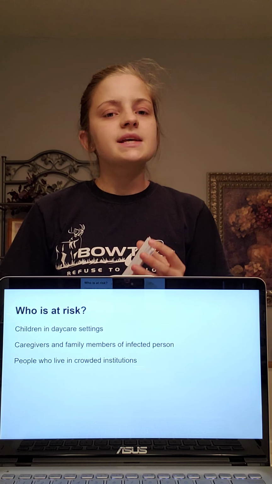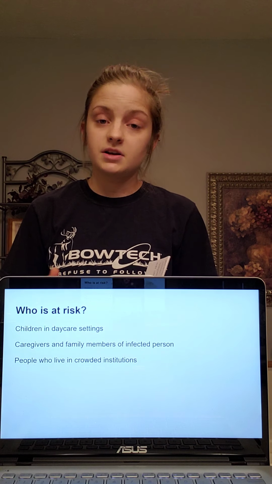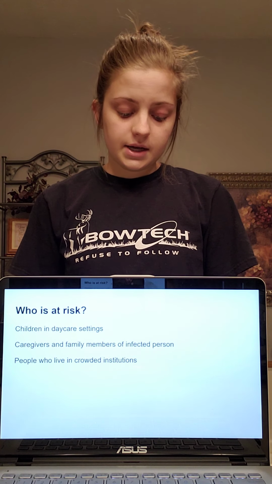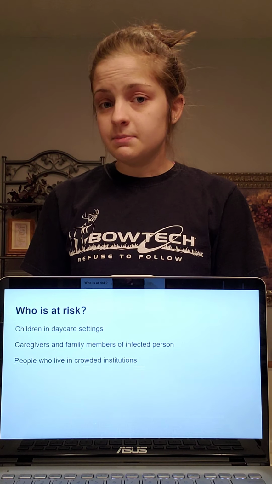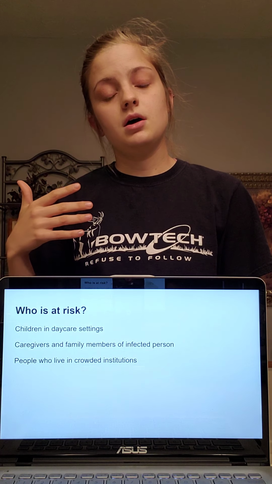So who is at risk for pinworms? Like, who has the most chance of contracting this infection? And that is children. Children in daycare settings, caregivers and family members of the infected person, because everything that the infected person touches has a chance of having the eggs on them.